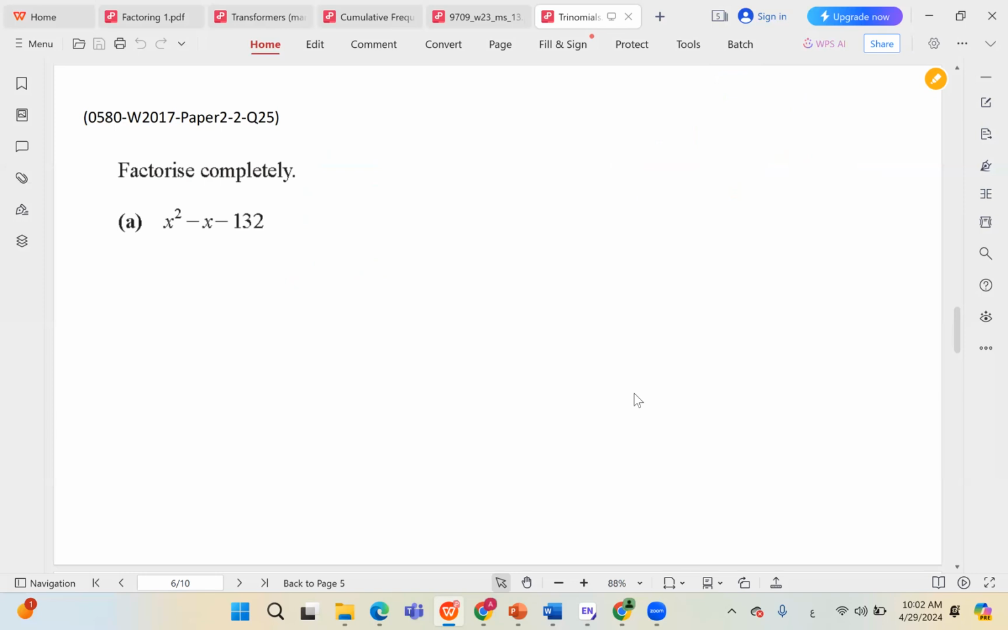Again, here we have x squared minus x minus 132. So a times b equals 132. And a minus b equals -1. Where did I get the -1 from? So a minus b equals the number next to the x. Here we don't have a number, so we just assume that we have a 1. So a minus b equals -1.